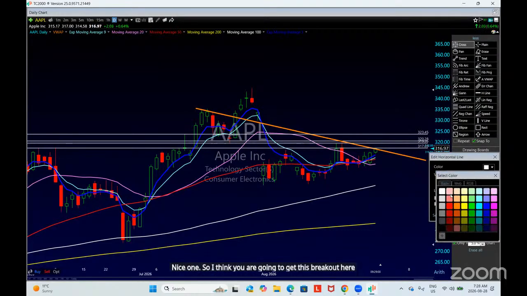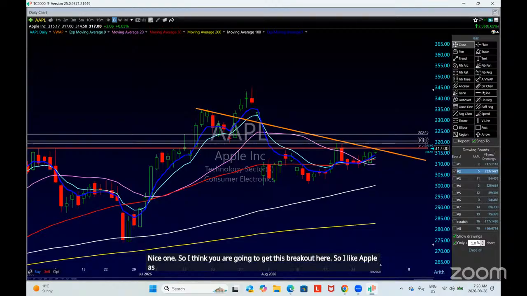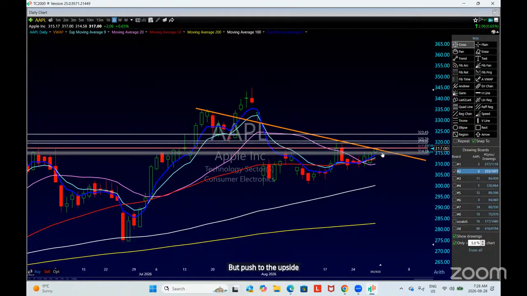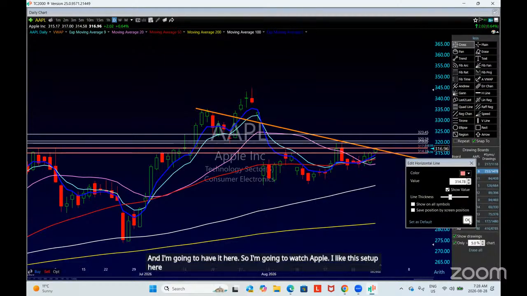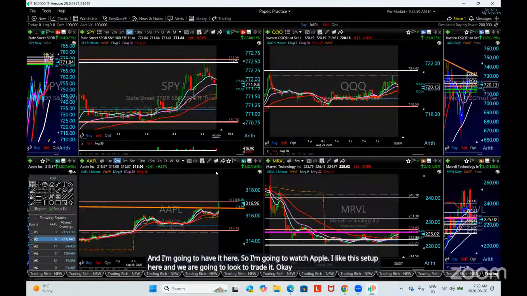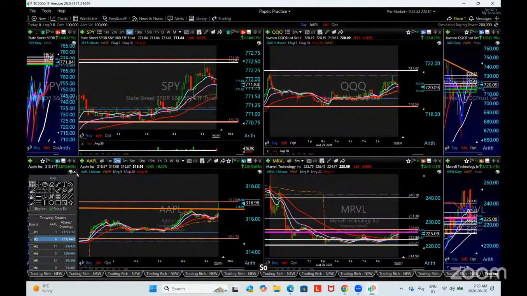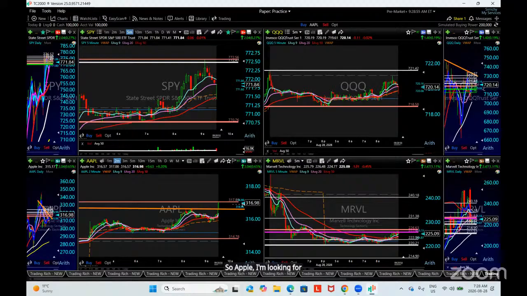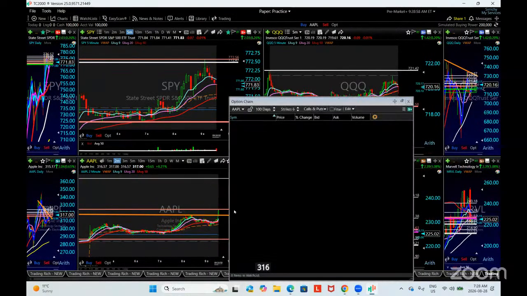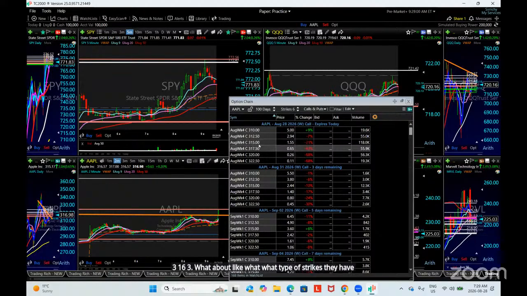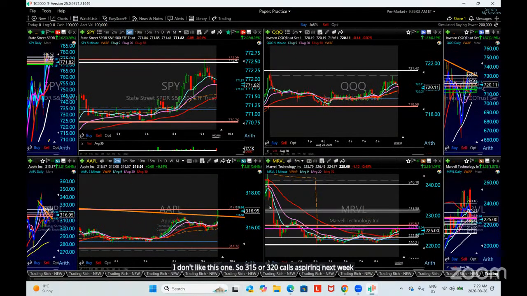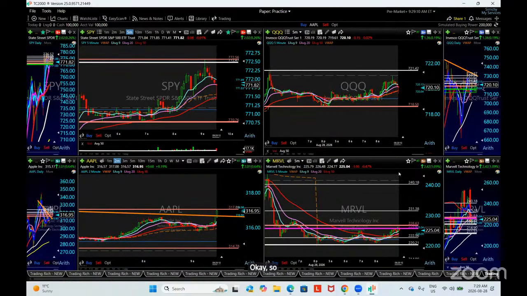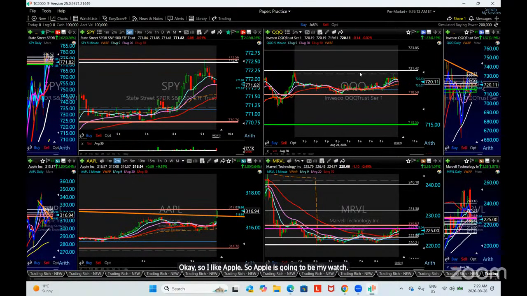So I like Apple for a push to the upside, and I'm going to have it here. So I'm going to watch Apple. I like this setup here, and we are going to look to trade it. So with Apple, I'm looking for 320, 316, whatever, like what type of strikes they have, these .5 strikes. I don't like these ones. So 315 or 320 calls expiring next week can get the job done. So I like Apple. Apple is going to be my watch. Market opens in 1 minute. So let's just get ready.